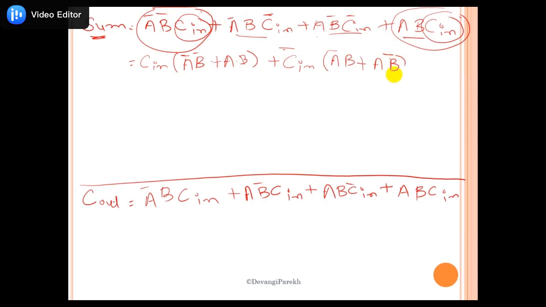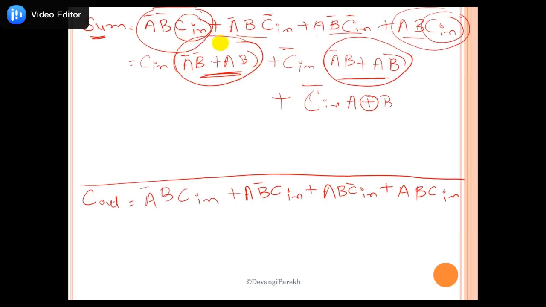Now let's just recall all these basic Boolean logic gates. Here, if you remember, there are some basic logic gates. So this is the logical expression for A XOR B. So we have to write C in bar as it is, and here the output which is the same as A XOR B bar. So we have to write C in bar times A XOR B bar.